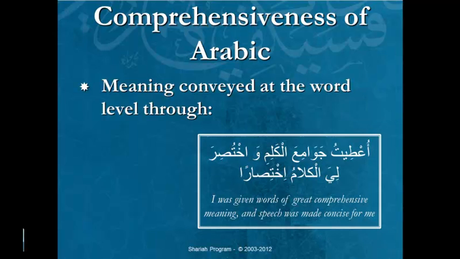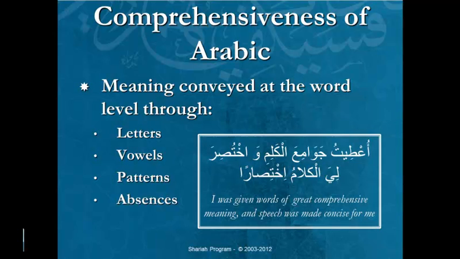Okay, so we have here the letters. That was the first meaning, the letters: the noon, the sad, and the ra. But beyond that, the meanings weren't coming from the letters; they were coming from the vowels. Okay, the pattern. The seen and the ta is part of the pattern, and then the absence, which we use to distinguish from the imperfect verb. So this is what it's all about.